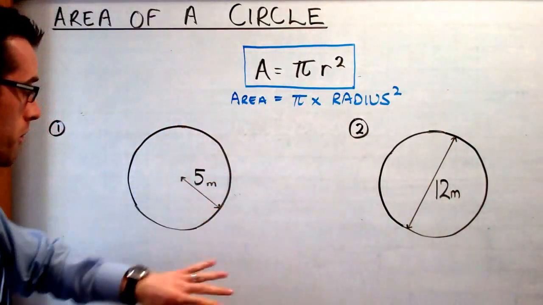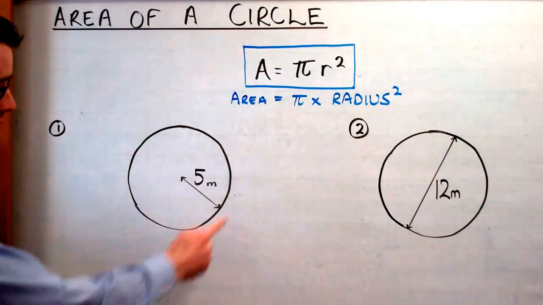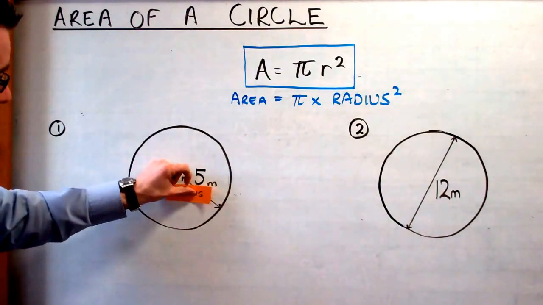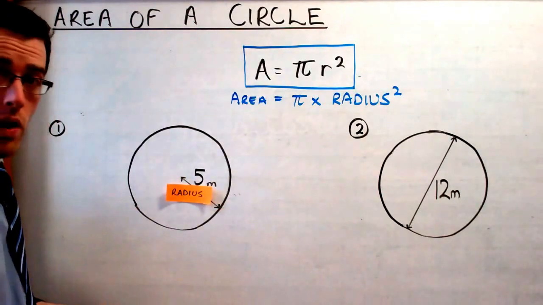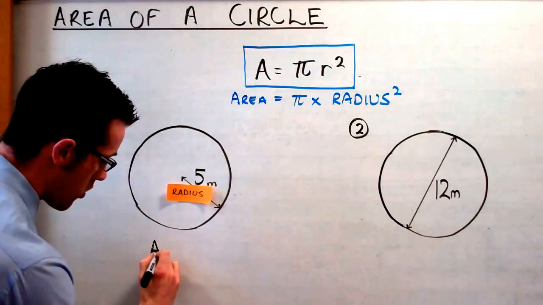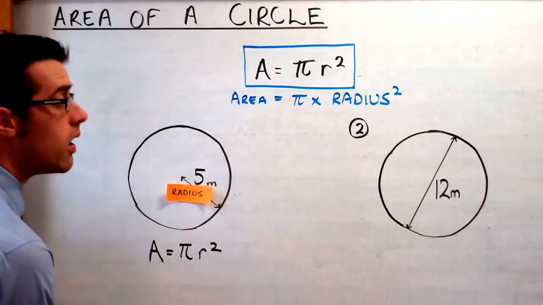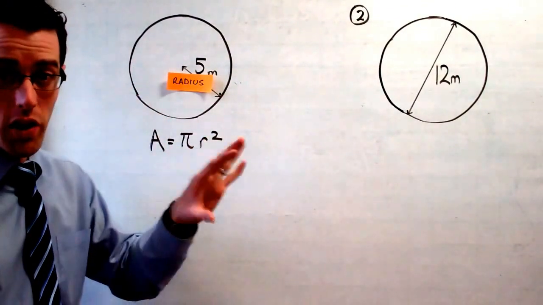Alright, so if we look at an example for this, we can see here we've got a circle and its radius is 5 metres. So we need to be aware that there is a radius, it's the centre to the edge. Okay, so we start off with our formula. So we write down A equals pi r squared, because we have to show that we know what the formula actually is first of all.